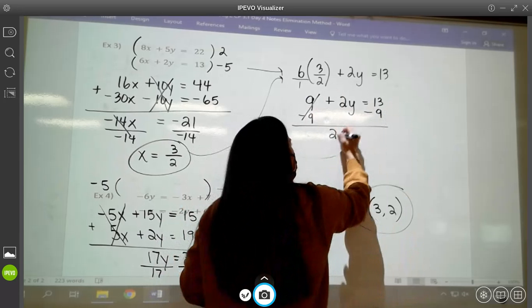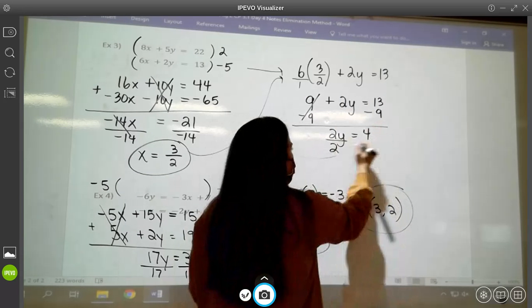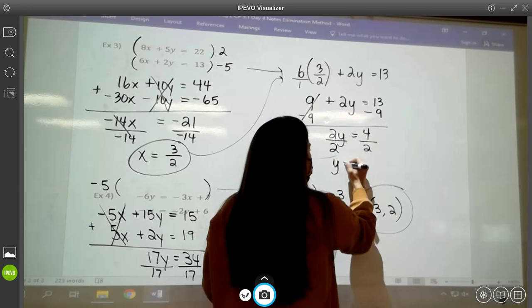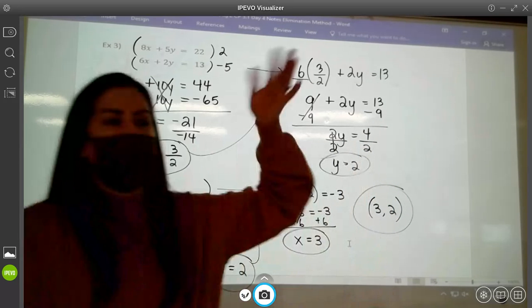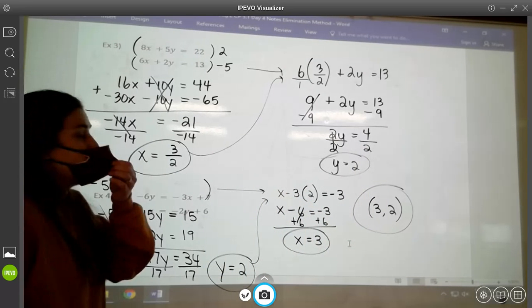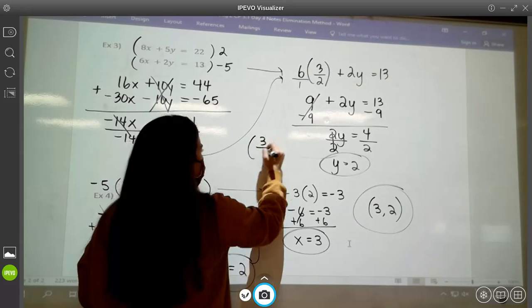And you get 2y equals 4. Divide both sides by 2. And y is 2. And I swear to you, y is not always 2. It just happens to be 2 in all of these examples. All right? So then that means that these two lines would have met at the point (3/2, 2).